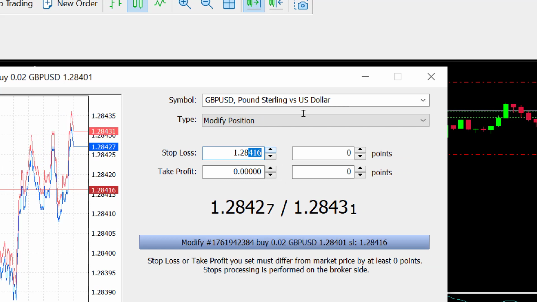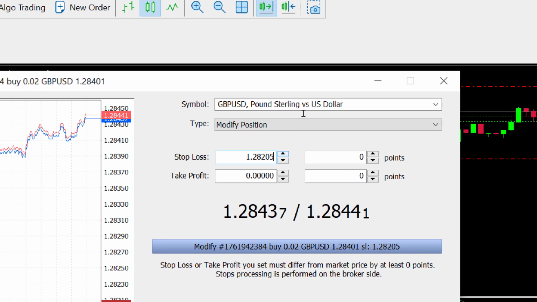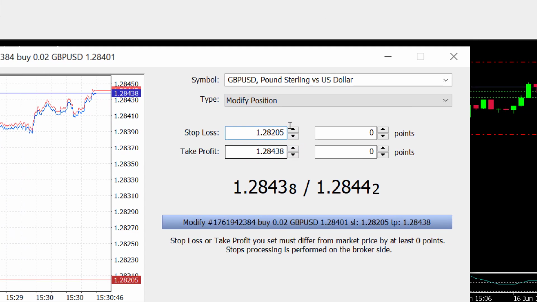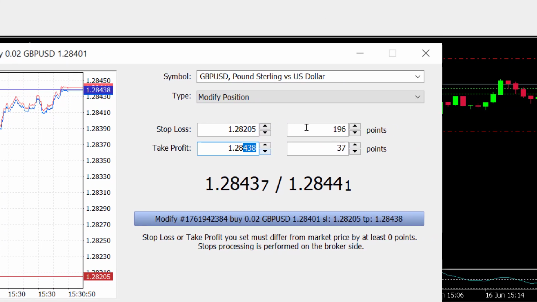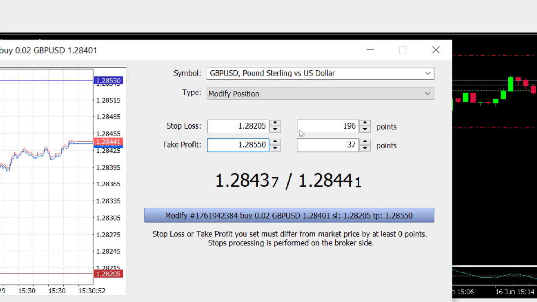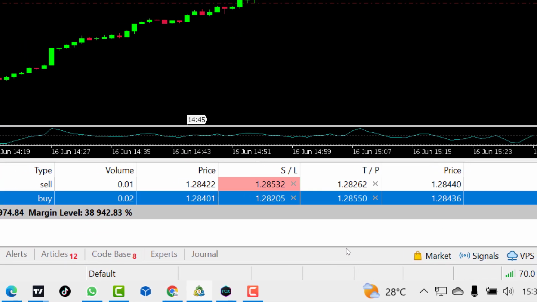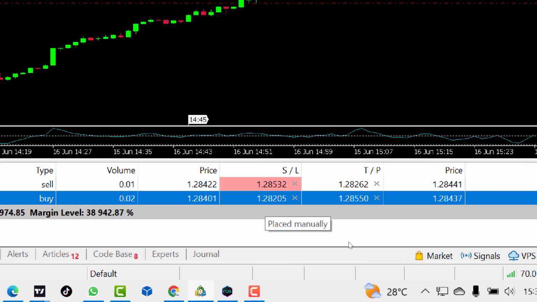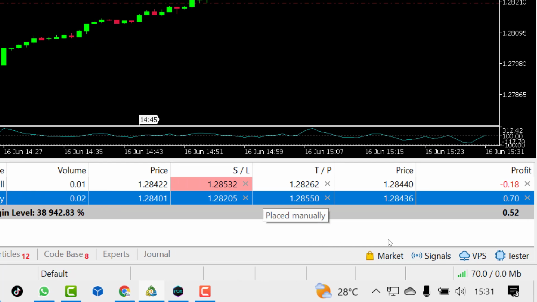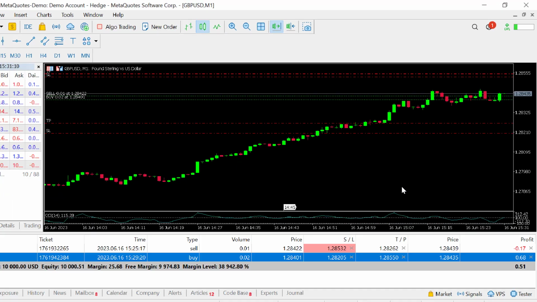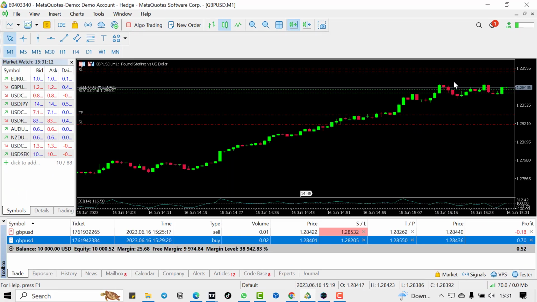So I can say maybe 20.05, and then my take profit is supposed to be above since I bought. So I can say, let's say maybe 55. And then I click modify. You can see that my stop loss and my take profit orders have been initiated and they are there. Once this is done, I can relax and go and do other things. When the price reaches either the take profit or the stop loss, everything will be closed out.